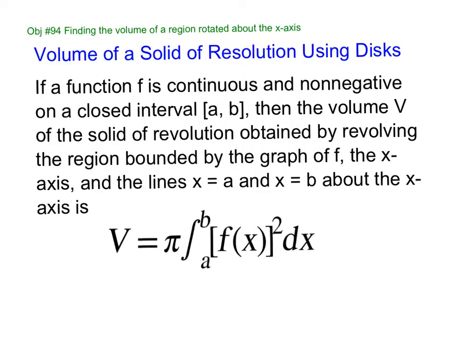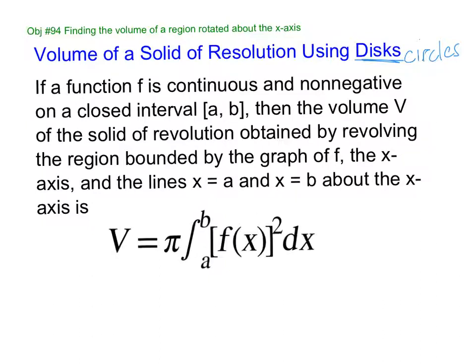All right, so here is your definition. This is using discs, right? Discs are like circles, okay? Circles. That doesn't look like the word circles at all, does it? Circles. All right, if a function f is continuous and non-negative on a closed interval, then the volume of the solid of revolution obtained by revolving the region about the graph of f, the x-axis, and the lines x equals a and x equals b about the x-axis is.